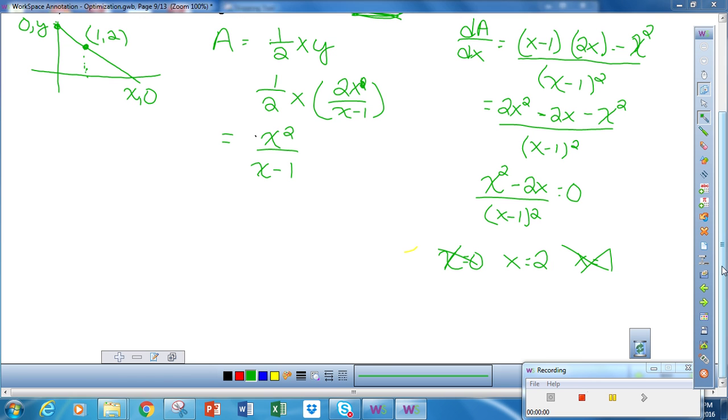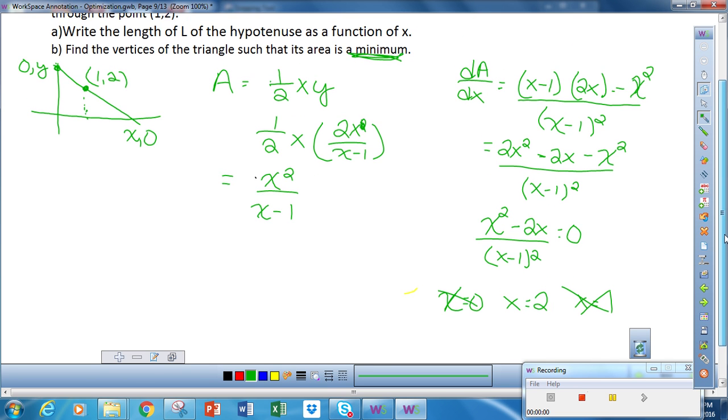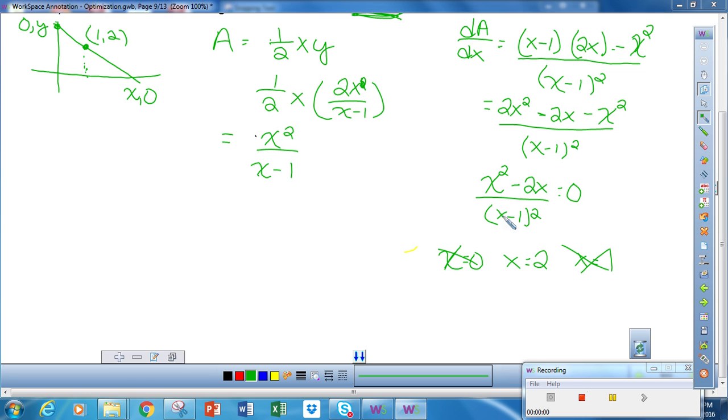Now I need to see if that's a max or a min. What am I trying to find? I'm trying to find a minimum. In this case, taking the second derivative is not feasible. It is, but it's kind of complicated. So I don't want to take the second derivative. So I'm just going to go back to using a sign chart.